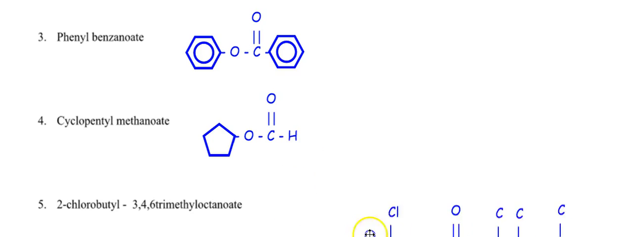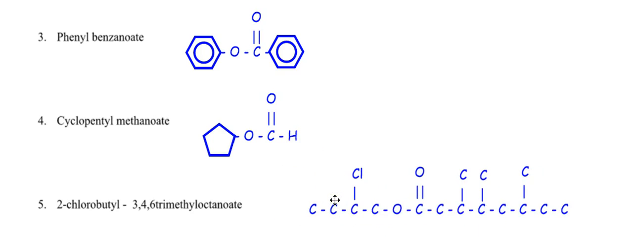And this next one's kind of a long one. It is 2-chlorobutyl. So here is the first one. All right, and then it's the 3,4,6-trimethyl octanoate. Now, again, whatever comes before the butyl part is like the 2-chloro. This all is off the O, and then this is all off the original octanoic acid.